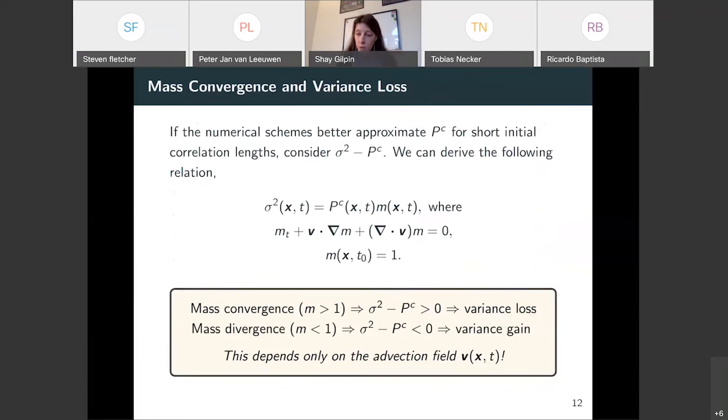So if we're in a region of mass convergence where the scale factor m is greater than 1, we know that the variance is going to be larger than the continuous spectrum. So if our numerics are better approximating the continuous spectrum, we would expect to see variance loss in these regions of mass convergence. And then the converse is true in regions of mass divergence. We would expect to see variance gain in our numerical experiments. And again, if we look at this equation for m, these regions of mass convergence and divergence only depend on the advection field. And so we can get a feel for this by going back to our one-dimensional problem.